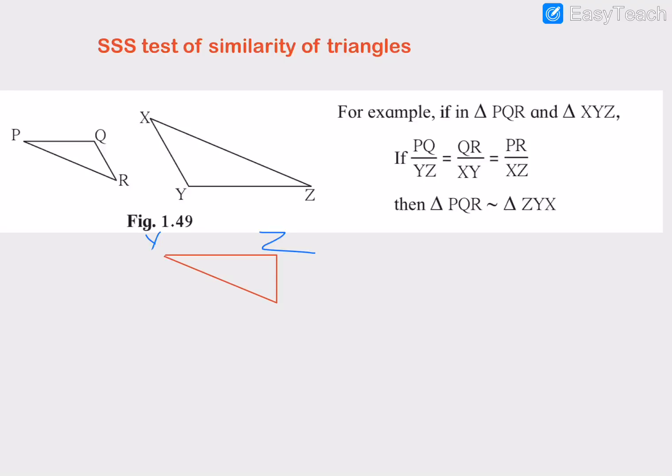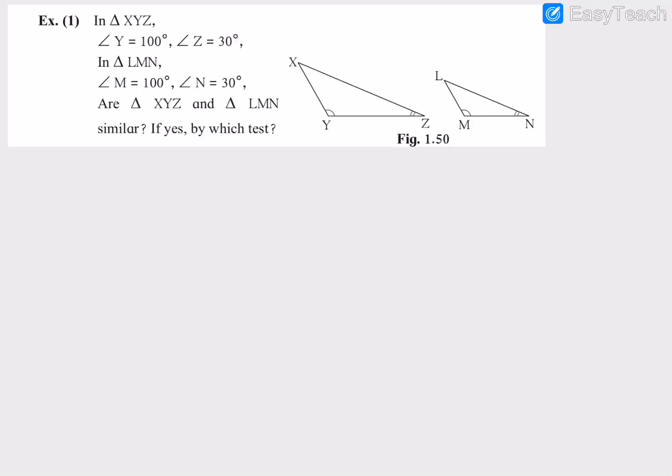So this is quite hard to prove, so we can just check the similarity of the two triangles. We can check the similarity according to the SSS test of similarity. If the ratios between the corresponding sides of the triangles are equal, then we can say the two triangles are similar. So this is the SSS test for similarity of triangles.